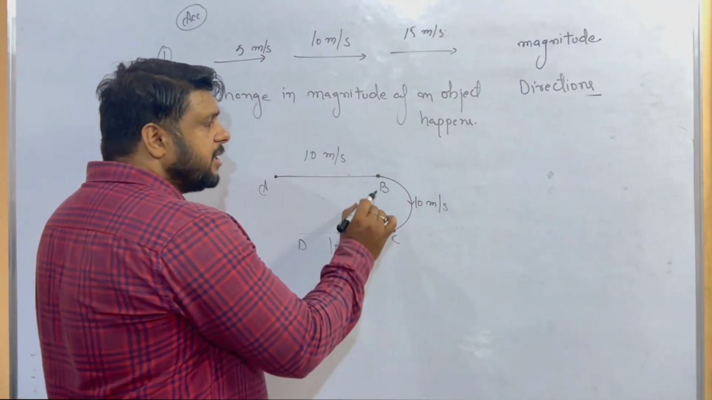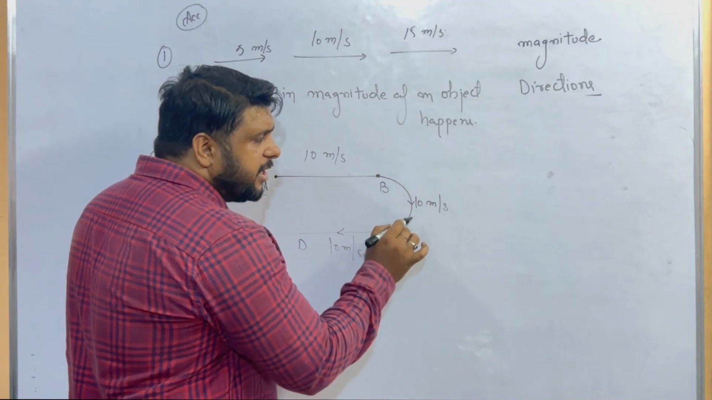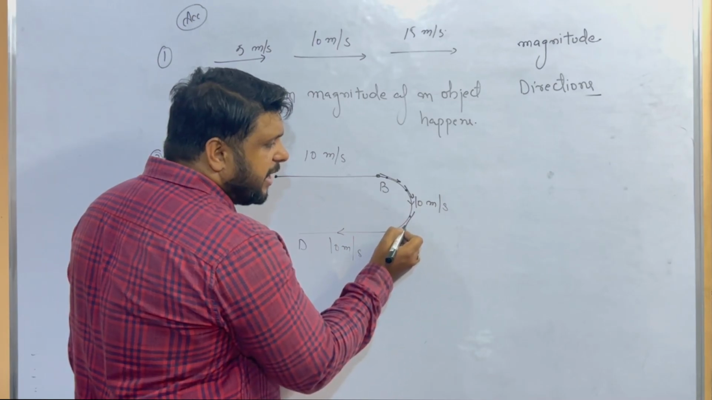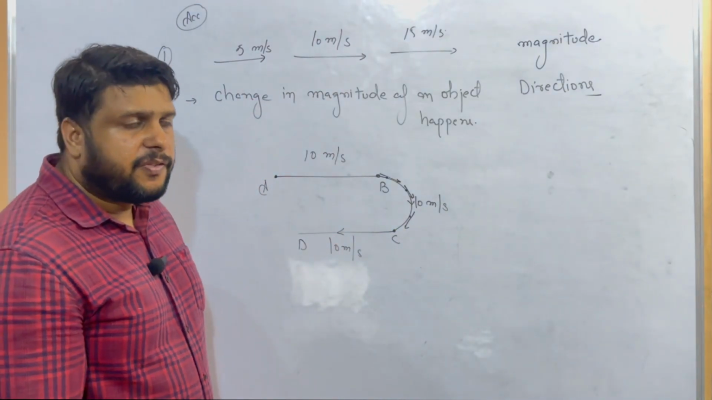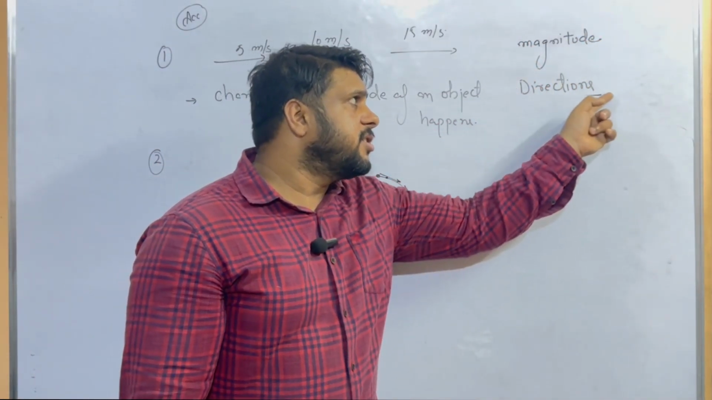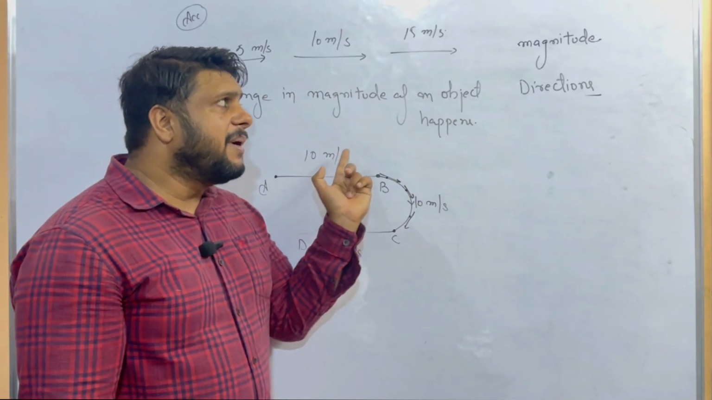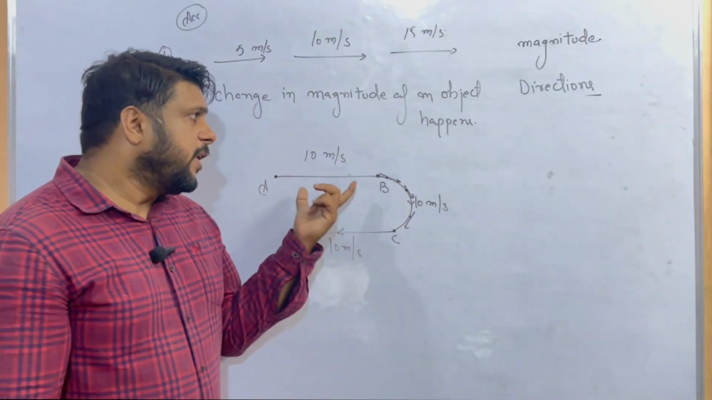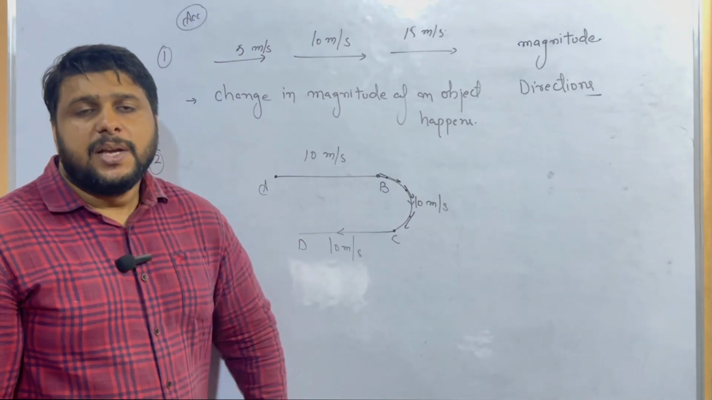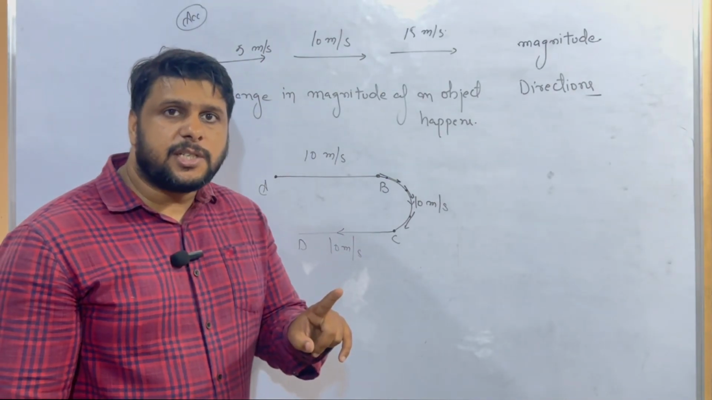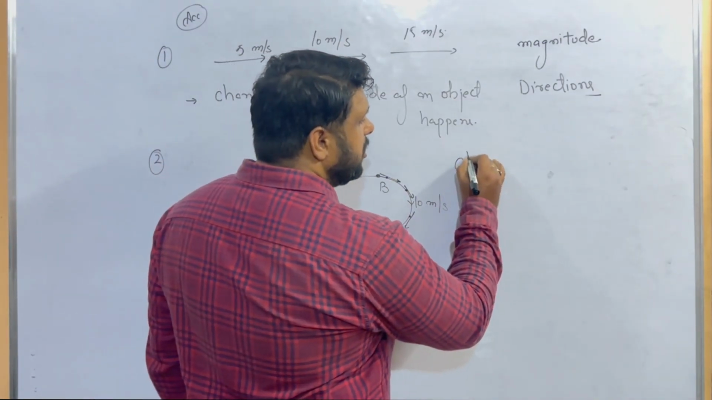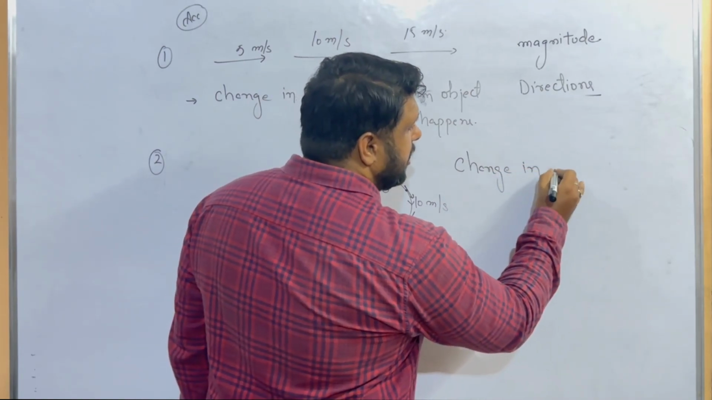But as soon as it reaches point B, it changes its direction. So at every point, we can see that it has a different direction. Magnitude is not changing, but direction is changing. In A to B, neither magnitude nor direction was changing, so we called it a non-accelerating motion. But in B to C, magnitude is not changing but direction is changing, so we will say that it is an accelerated motion.